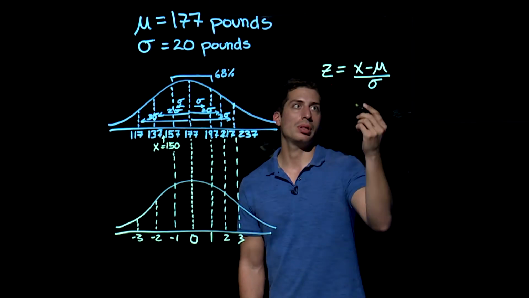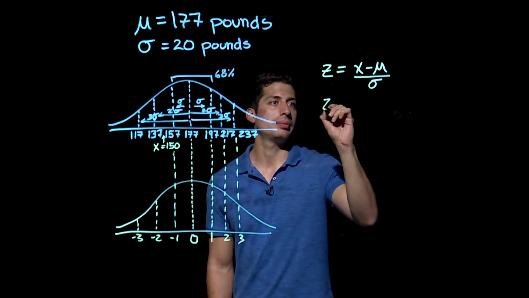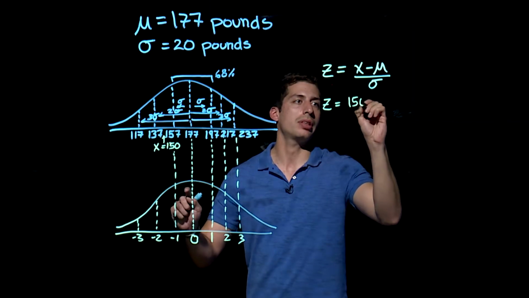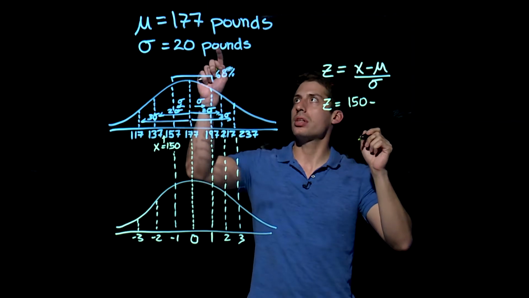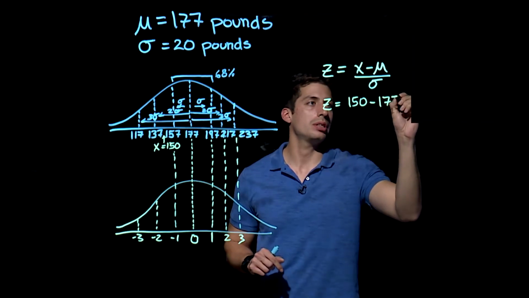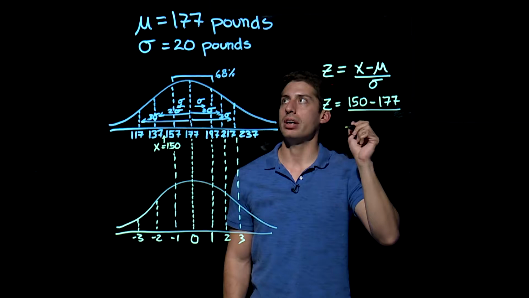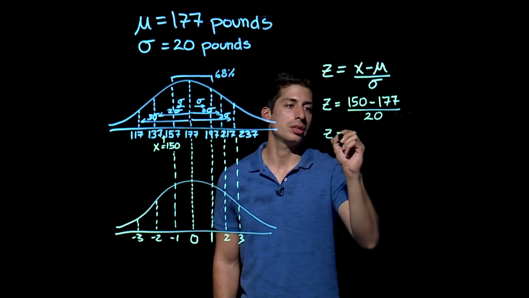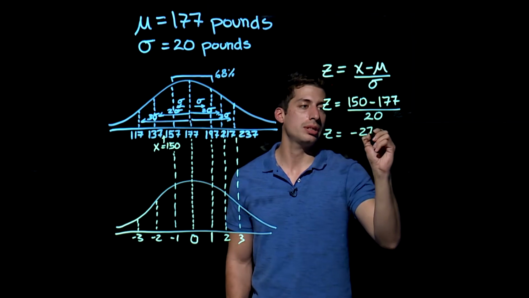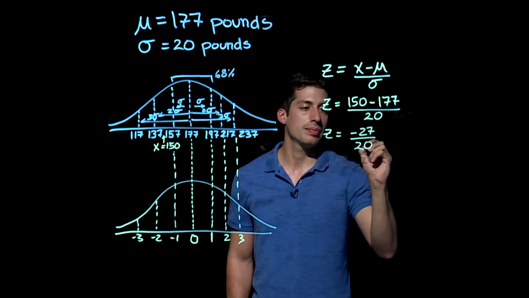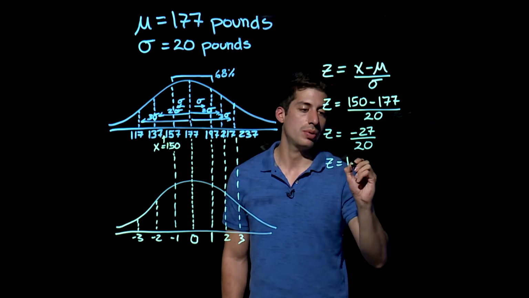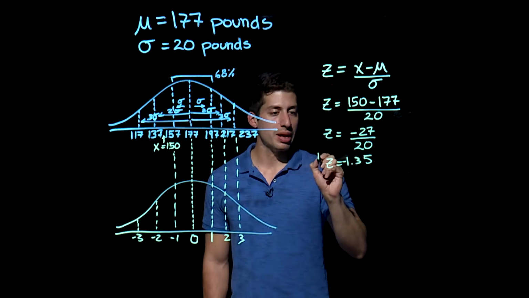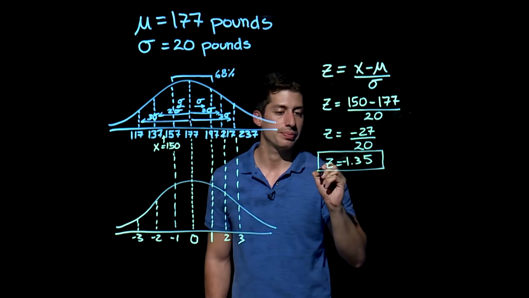So let's go back to our example and solve this formula. We know that x is 150, our hypothetical value in this case, minus the mean, which we know is 177 pounds, divided by sigma, which is 20 in this case. So our z is negative 27 divided by 20, and this ends up being negative 1.35. Okay, so the big question is, what is this number telling us?